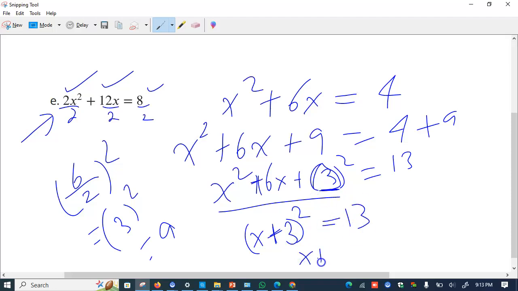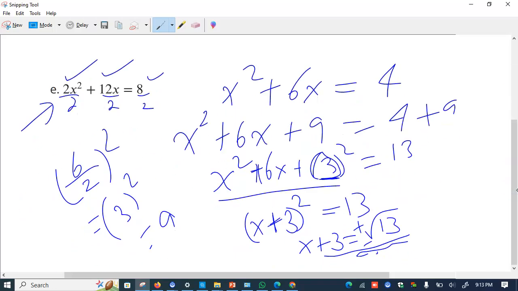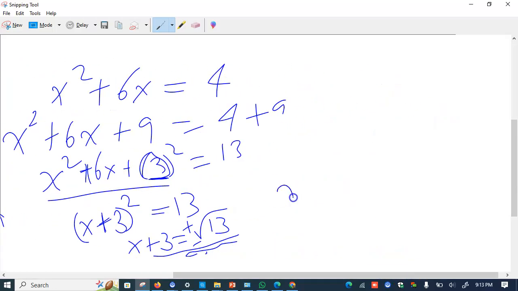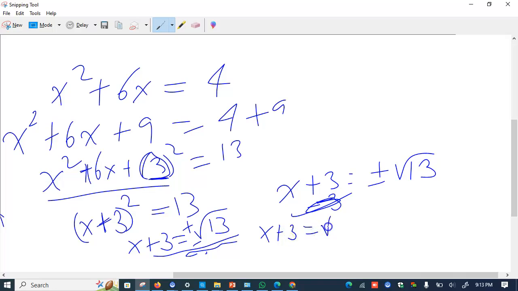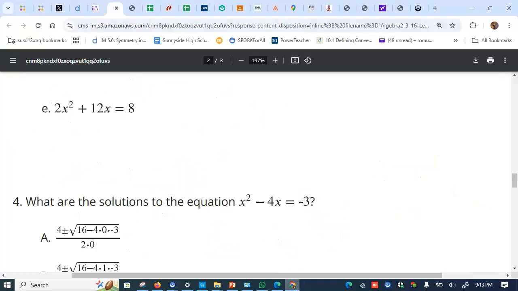And then take the square root and put a plus or minus. So this is x plus 3 equals plus or minus square root of 13. Then subtract 3. There are two answers. One is x plus 3 is square root of 13, and the other one is x plus 3 is negative square root of 13, and then subtract 3, and you get the answer. I hope you understood. Let's go to the fourth question.